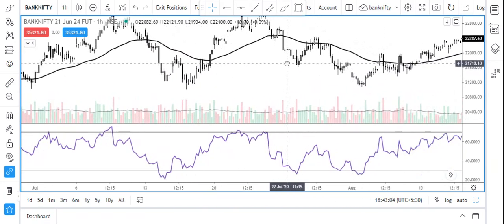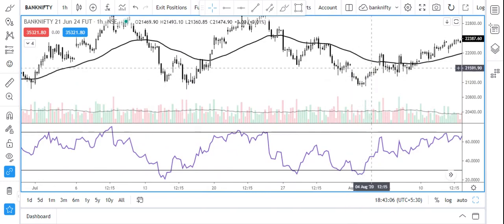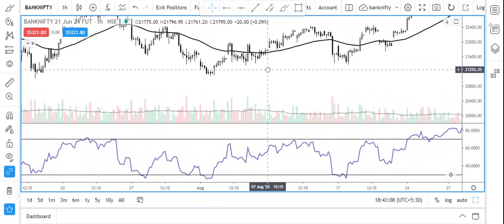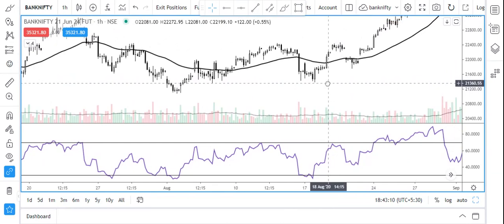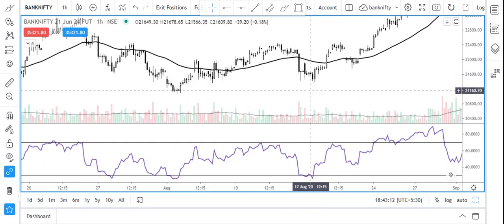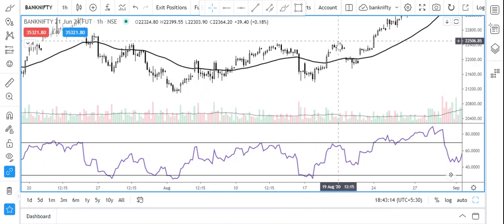So this is a particular strategy for mean reversion, and a little homework for everyone: go and backtest this particular strategy and just see, because entry and exit will differ from person to person, and it will also differ from risk appetite to risk appetite.